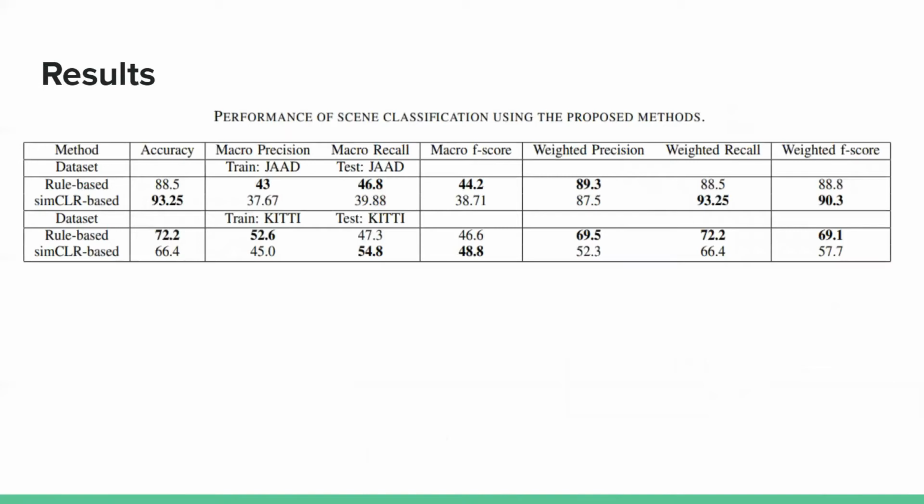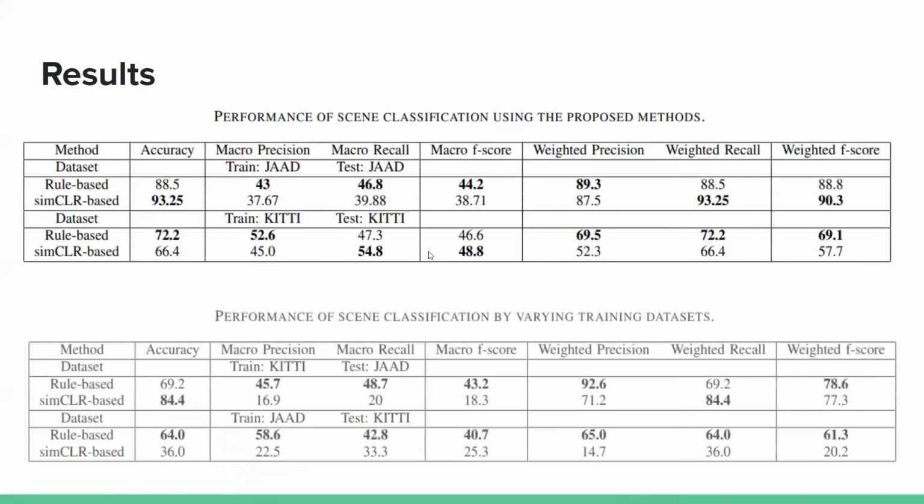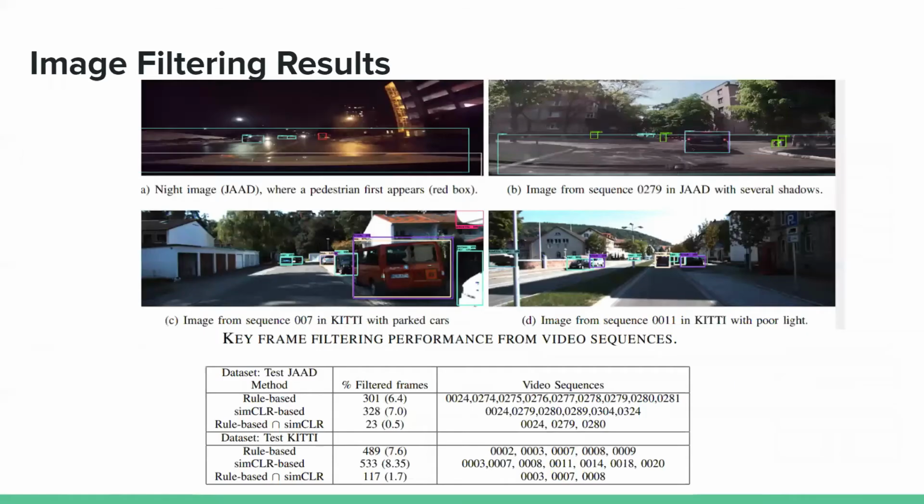So first off, we take a look at the performance of scene classification using the proposed method. However, we see a variation as soon as we start training on one dataset and testing on another. So it's like an ablation study. If you train on KITTI and test on JAD versus train on JAD and test on KITTI, in both cases you will see that the rule-based method is actually more stable across both. So if your goal is really to fine-tune an object detection algorithm for outdoor images, in this case using the rule-based method will be a better mechanism than using the SimCLR based method altogether.